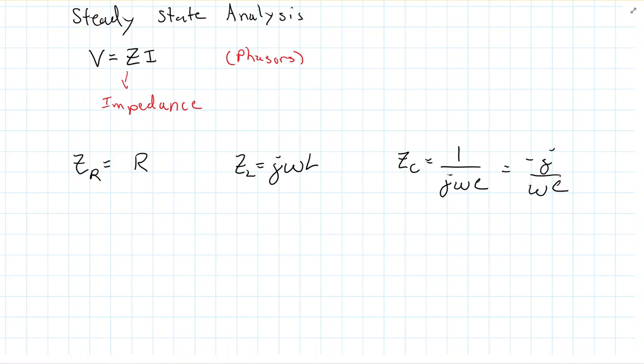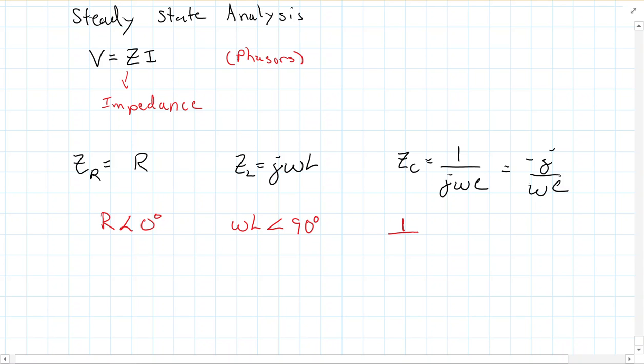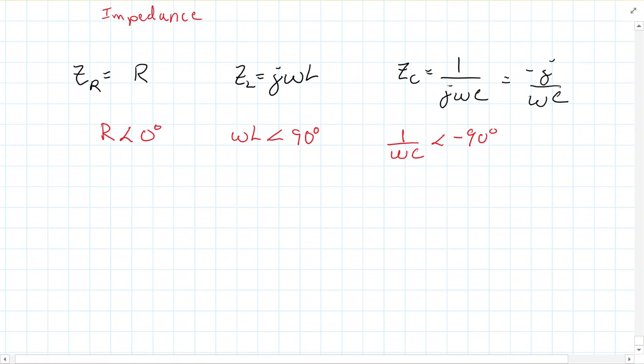Now remember, there's also a polar format that you could put all of these in, and the polar format would be: resistor, R at an angle of 0 degrees. For the inductor, it would be omega L at an angle of 90 degrees, and for the capacitor, it would be 1 over omega C at an angle of negative 90 degrees. And remember, going between rectangular and polar format can be advantageous depending on what kinds of computations you're doing in the problem. Alright, so let's continue on here with some things.